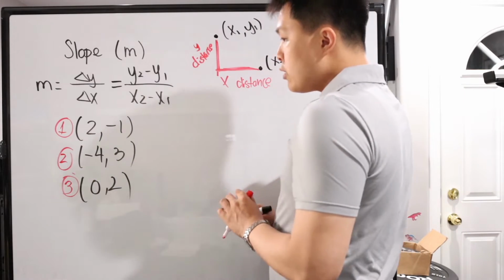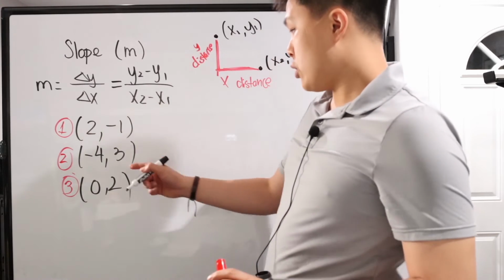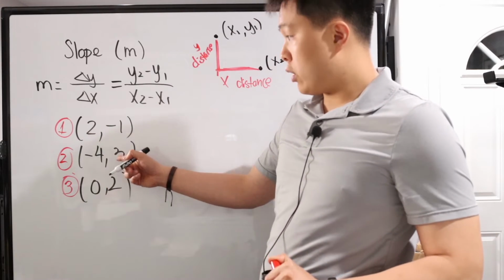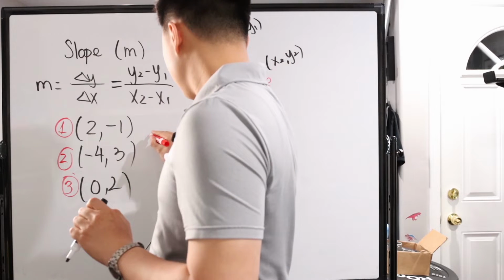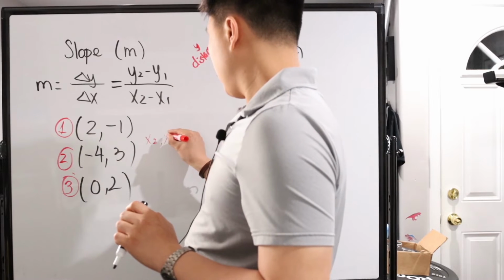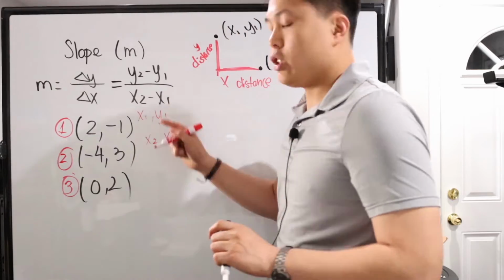So if I wanted to find a slope between point 2 and point 1, I'm just going to say this is x2, y2, x1, y1, just for now.